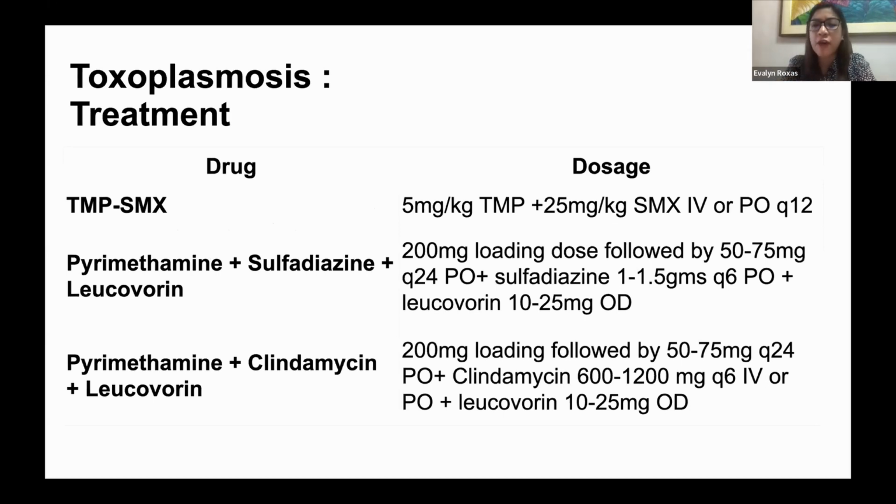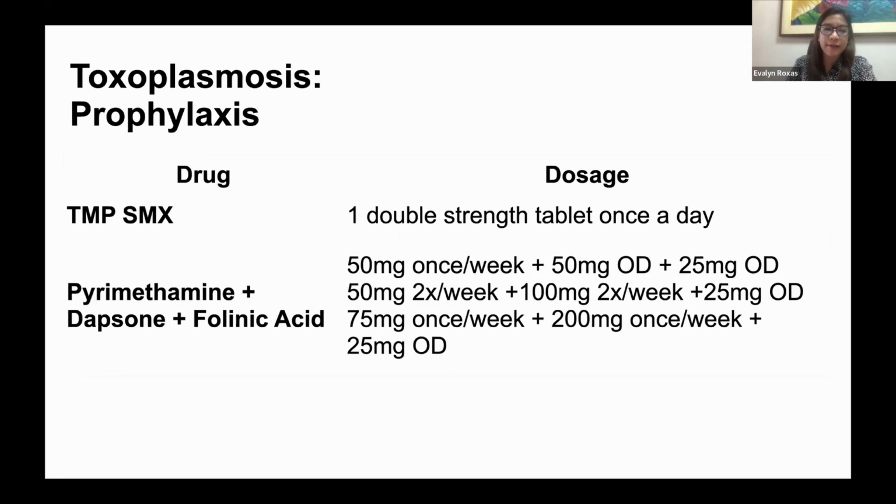So what do we give for toxoplasma encephalitis? The recommended treatment is cotrimoxazole at this dose. Other treatment regimens are the ones flashed in this slide. Okay, so that's for treatment.